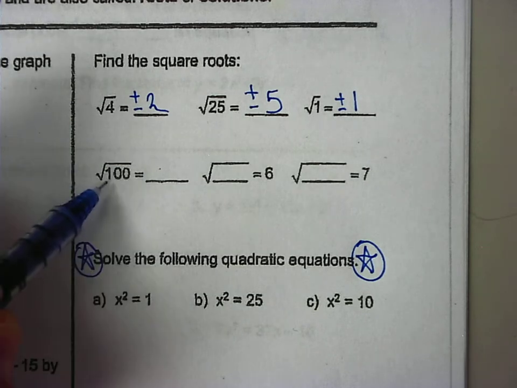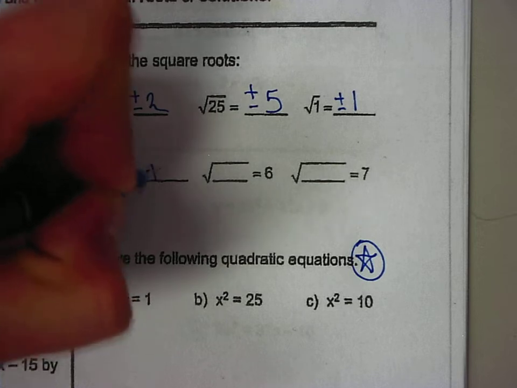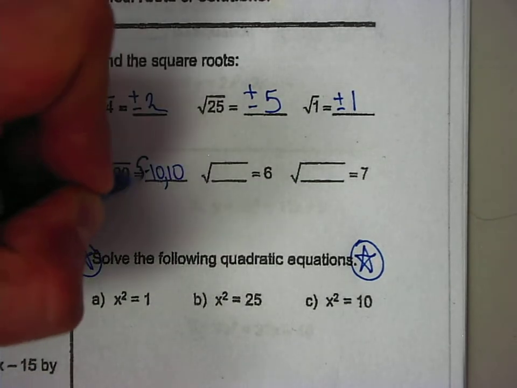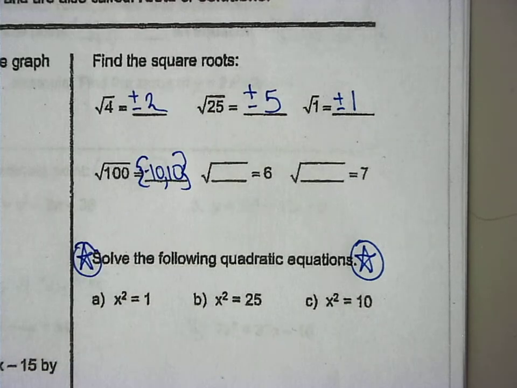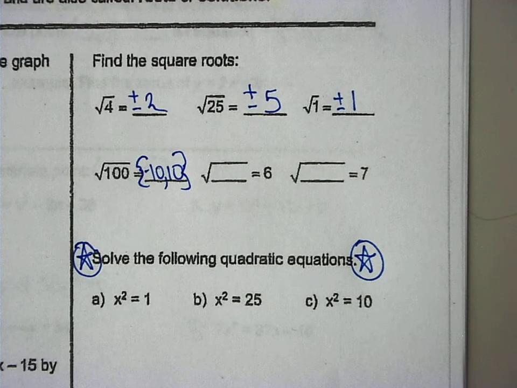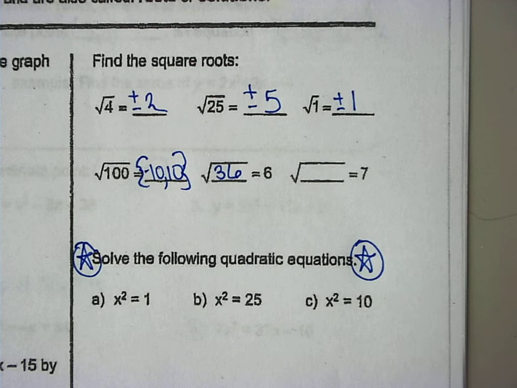What number times itself will give you 100? We could also say negative 10 times itself, comma, positive 10. And go ahead and write it kind of like that. Now, here, a very specific question. The square root of what number would have a root of positive 6? That would be a positive 36, because 6 times 6 gives you a positive 36.